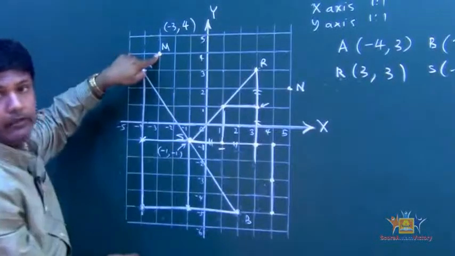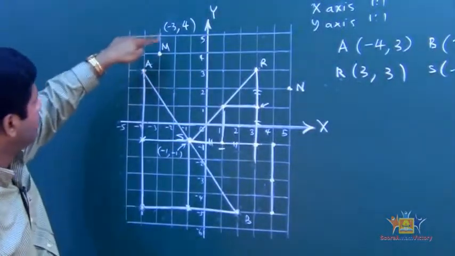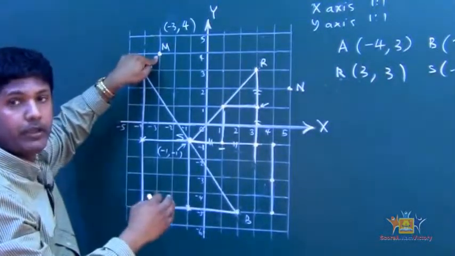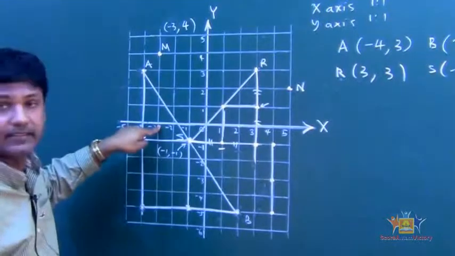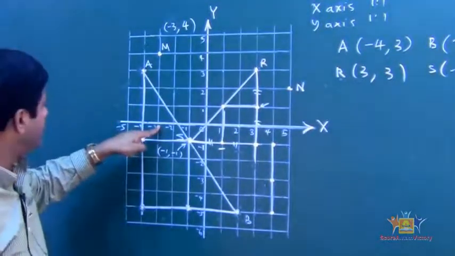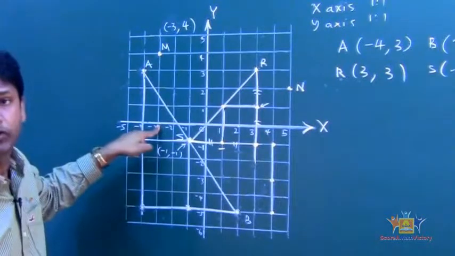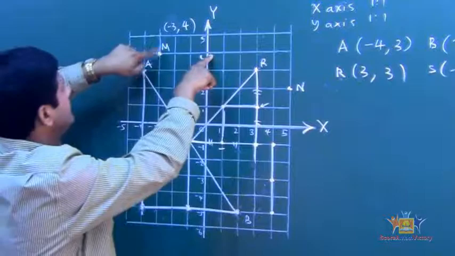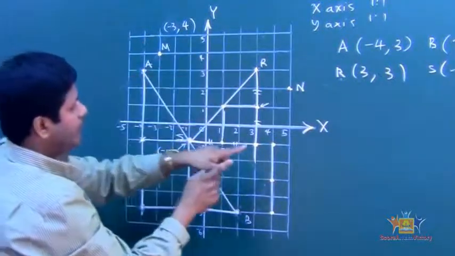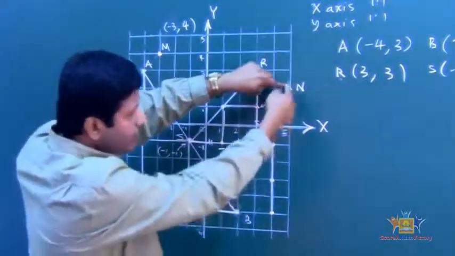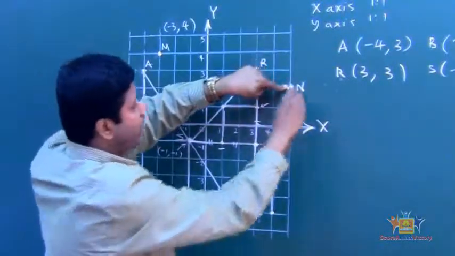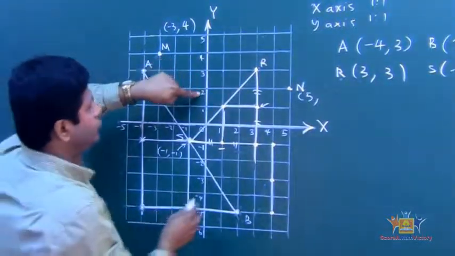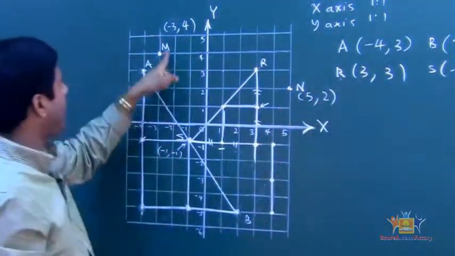To label this point, the coordinates would be what? You actually pinpoint that point and then go straight vertical down to the x-axis, and it touches -3 on the x-axis. That means -3, and then you go horizontal to the y-axis, which is 4. See that? Then what about this one right here? What do you do again? Vertical down to the x-axis, which is 5, and then horizontal to the y-axis, which is 2. And that's the coordinates for M and N.